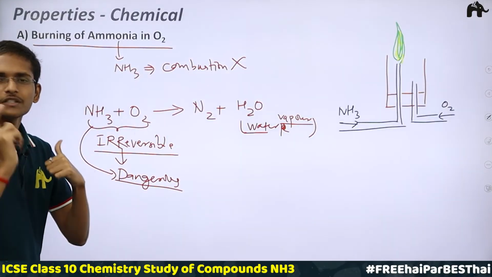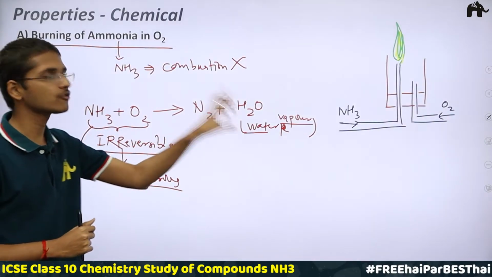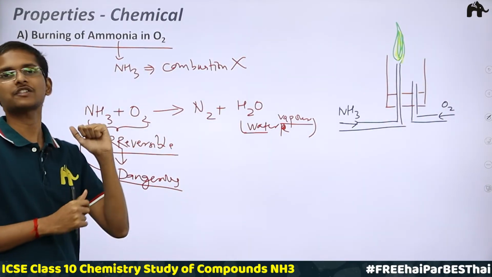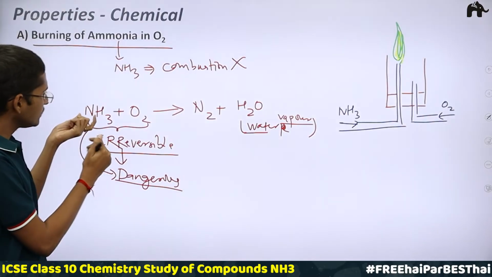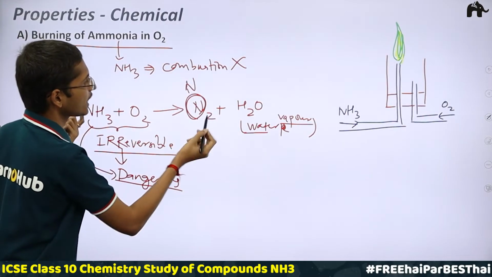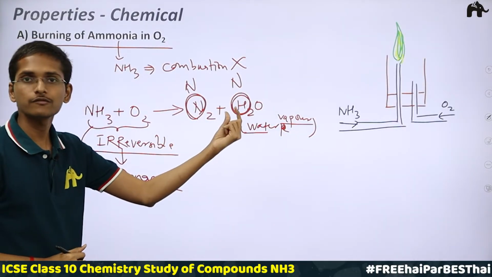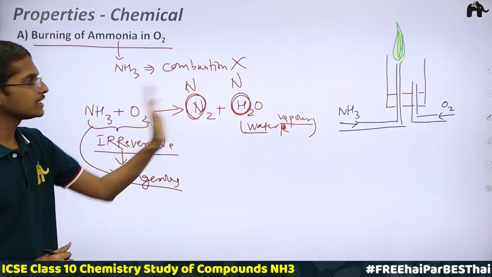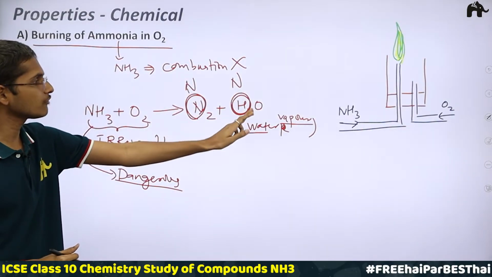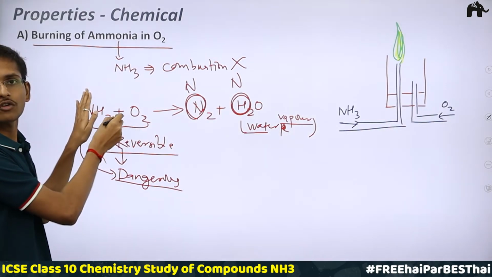Another interesting thing which you could figure out from this reaction is that ammonia is reacting with oxygen and producing nitrogen and water vapor. So from this reaction, we came to know that ammonia is made up of nitrogen and hydrogen, because nitrogen gas is evolved and water vapor is formed. In nitrogen gas, nitrogen is there. In water vapor, there is hydrogen along with oxygen. We know that we are taking oxygen as a reactant.